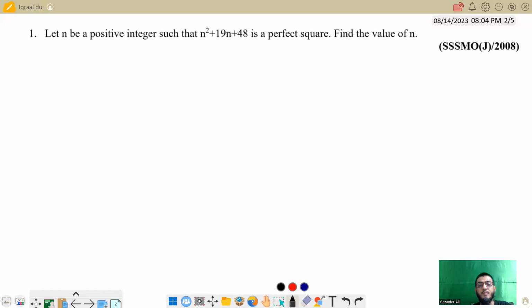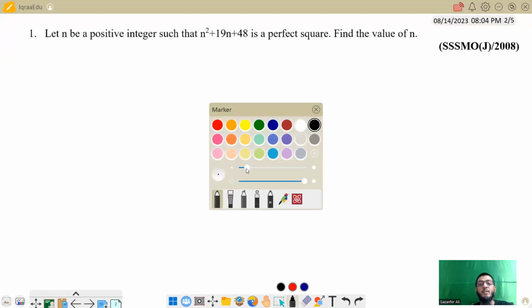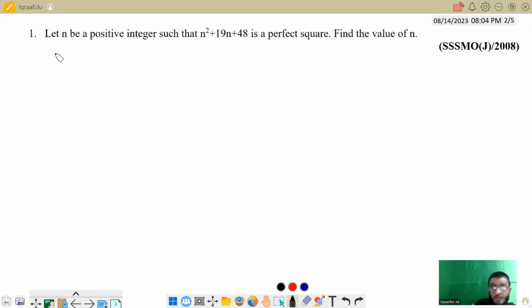what we have to do is, if this is a perfect square, let's say this is equal to m square. So n square plus 19n plus 48 is equal to m square. Now, in such questions, the trick is to factorize it. And if you want to factorize it, the best thing is you should make this a perfect square. Now, this is 19n. I want to make it a perfect square. And you should also remember that this should also be a perfect square, so you can factorize it.